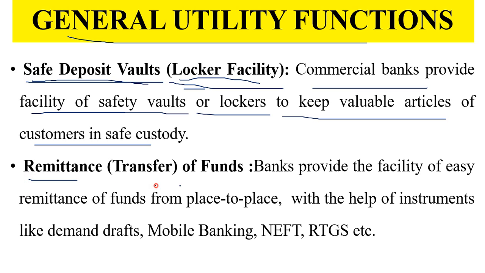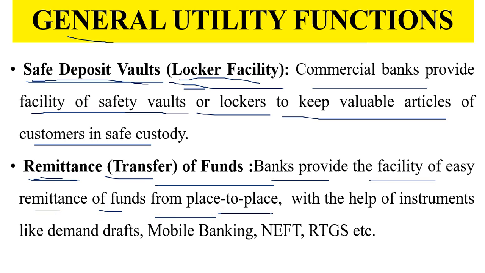Next is remittance of funds. Remittance means transfer of funds. So the bank provides the facility of easy remittance, meaning easy transfer of funds. Transfer of funds means money from one account to another account, or one place to another place. So how does the bank transfer money? With the help of instruments like demand draft, in short called DD, mobile banking, NEFT, RTGS, etc.